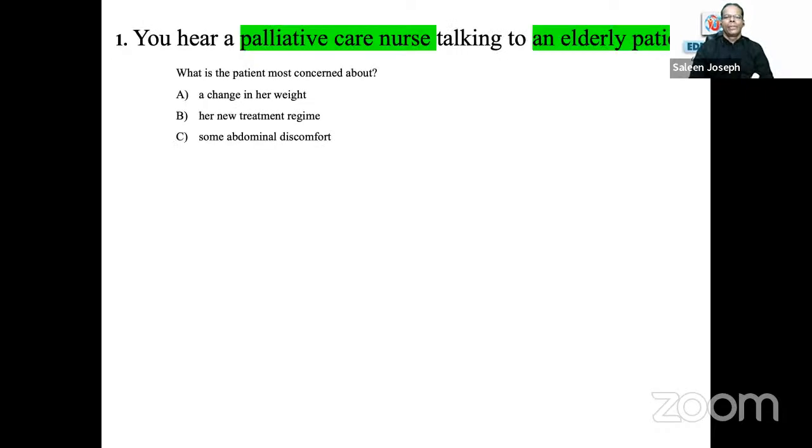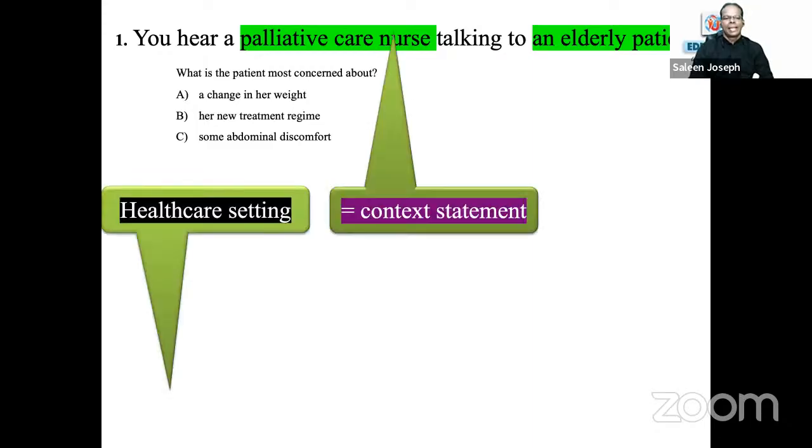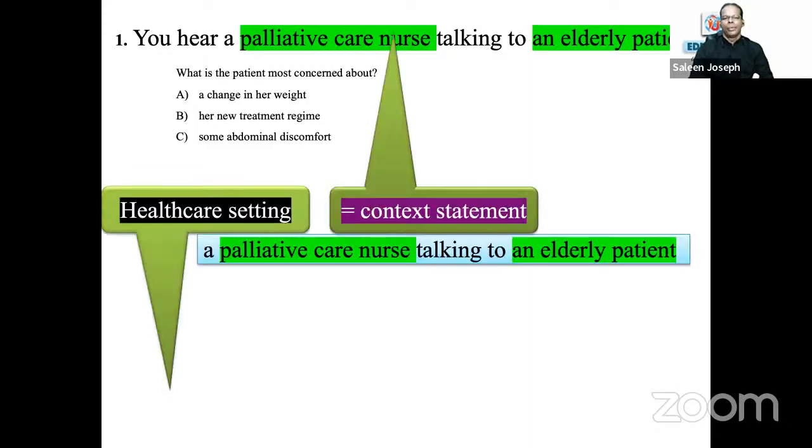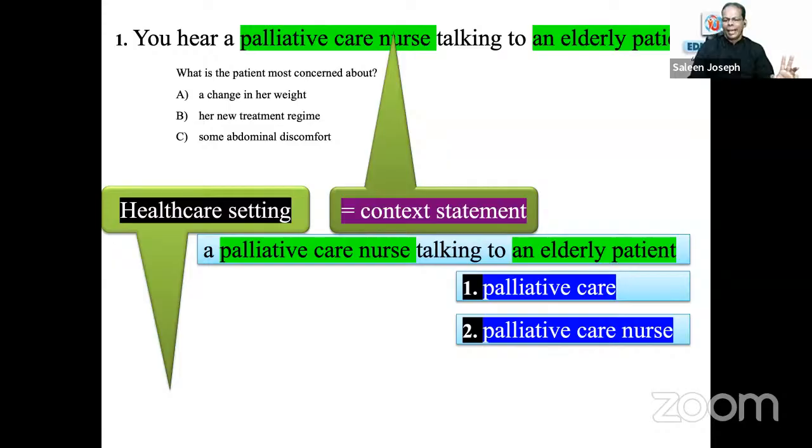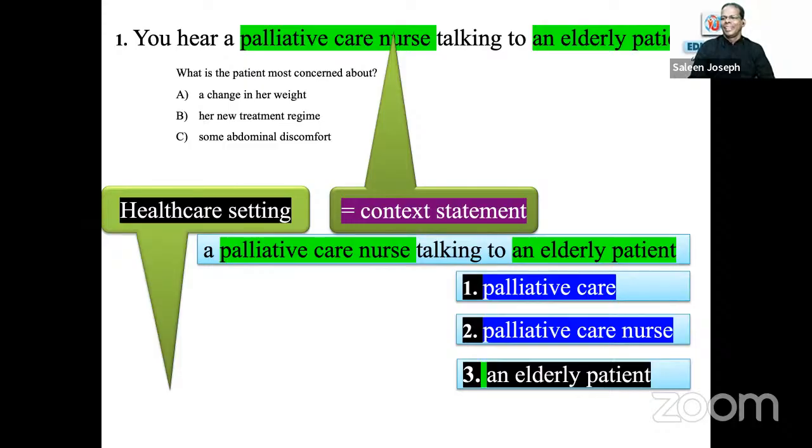Now, palliative care nurse. Healthcare setting means you have to understand the context statement, which says a palliative care nurse is talking to an elderly patient. There are 3 things you have to focus on and listen to: palliative care, that is the setting; the palliative care nurse, the one who is speaking; and an elderly patient, to whom the person is speaking. This is known as listening for the setting. Very, very important. As soon as you hear palliative care and an elderly patient, you should know the nurse will be speaking something of this sort.